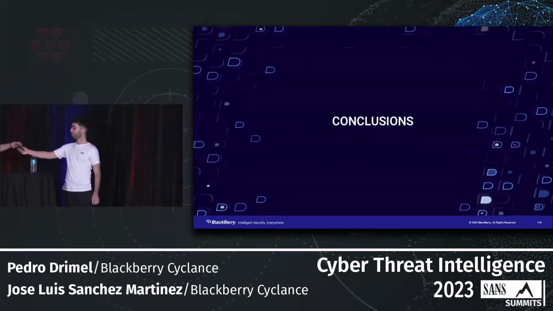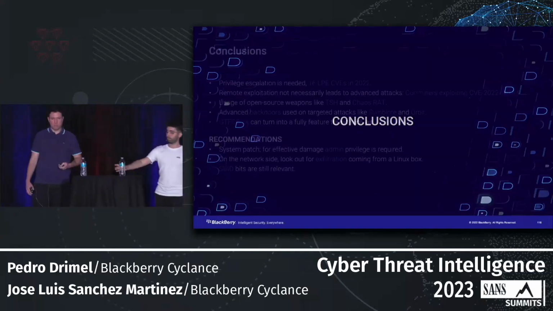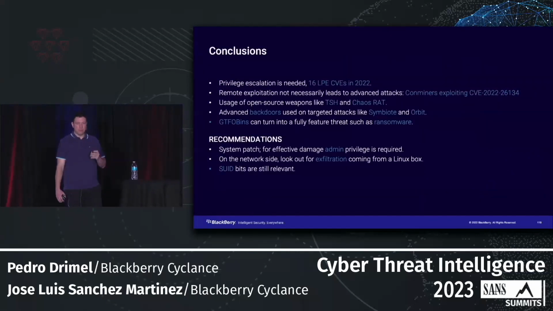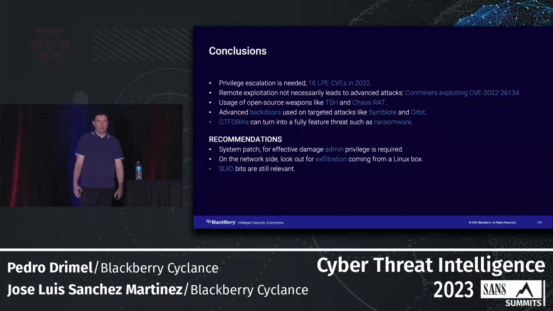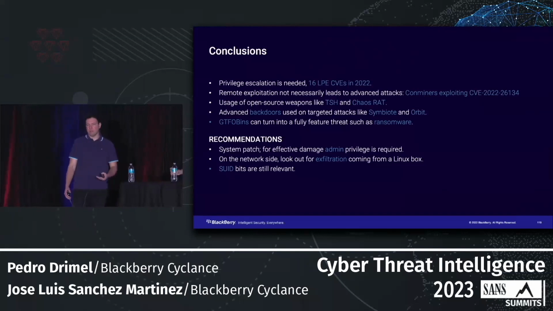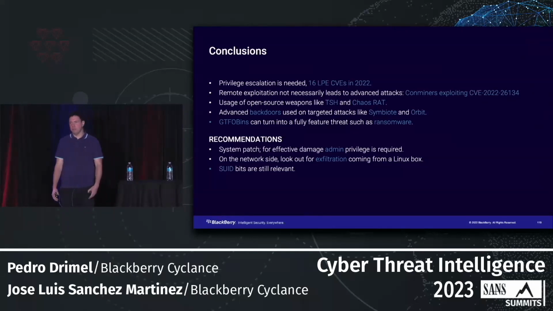So Pedro, please. Wrapping up here, some conclusions and just a few recommendations. Of course, we could have way more, but I believe privilege escalation is always needed in all the attacks you've seen. There were at least 16 local privilege escalations from last year, so that comes down to the first recommendation: system patching. Nothing novel here, but we've seen, like I mentioned, that some remote exploitation does not necessarily lead to advanced attacks, like a coin miner being installed on a system.